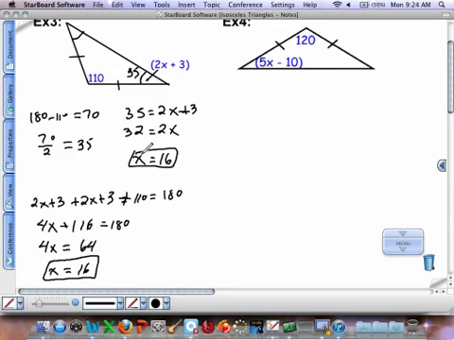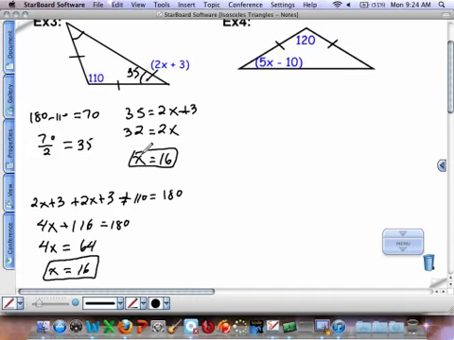You want to use the fact that all 3 angles add to 180, and we should be good. Now, a lot of you guys were just telling me that 2x plus 3 plus 110 equals 180. Okay, guys, triangles have how many angles? 3. So all 3 angles have to add up to 180. So if you're only adding 2 angles, you're not going to get to 180. You need to have all 3 angles.